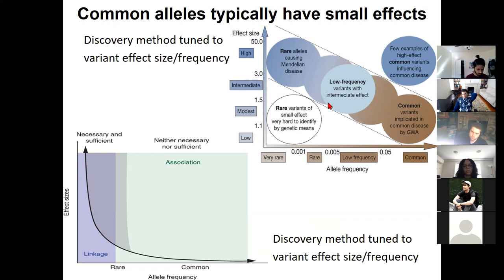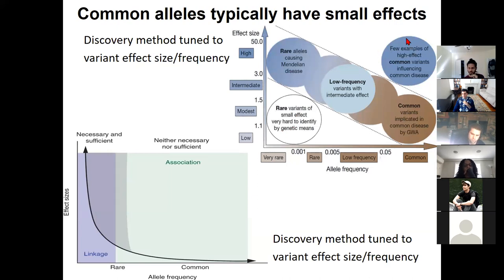It's just that we don't have power to identify those. So what we usually do is that when we discover an allele, it tends to be either common of low effect or rare of strong effect, because that's where our power is. The further down you go this way, the less power you have to discover them.